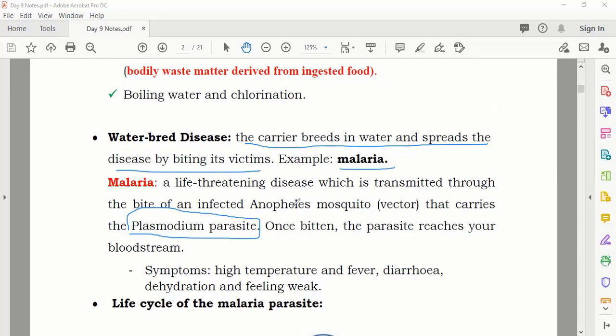But the main thing is that parasite, whose name is plasmodium, it's responsible, but it is found inside the mosquito. So that is the main thing. We will study the complete life cycle of the malarial parasite. So I will show you the video also. With the help of that video, inshallah, we will try to understand more.